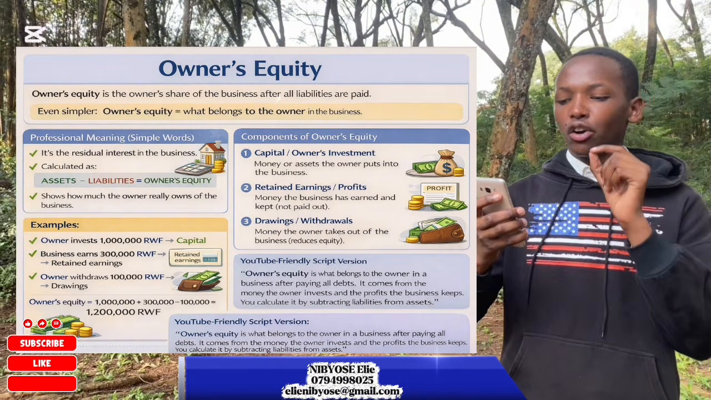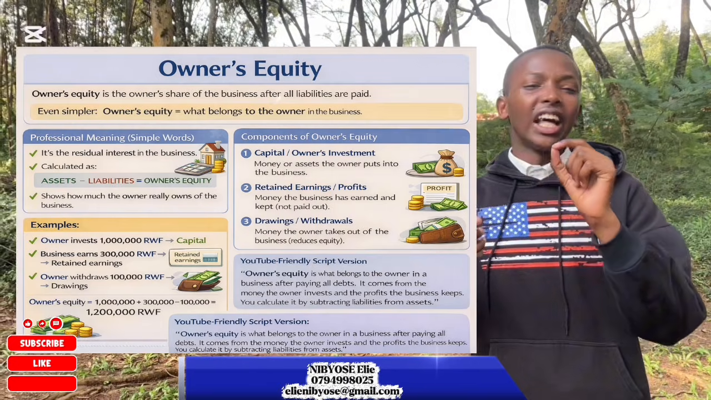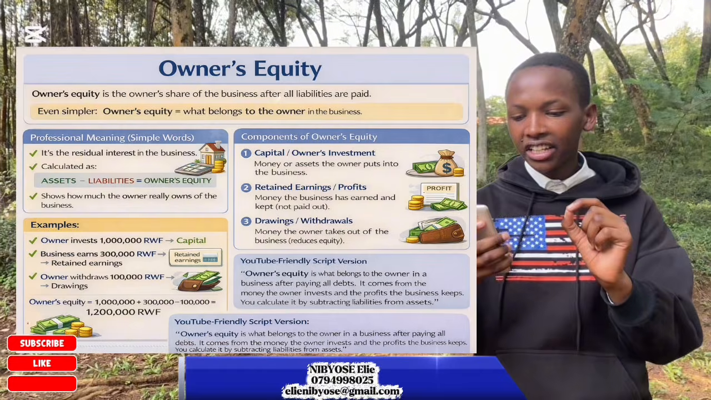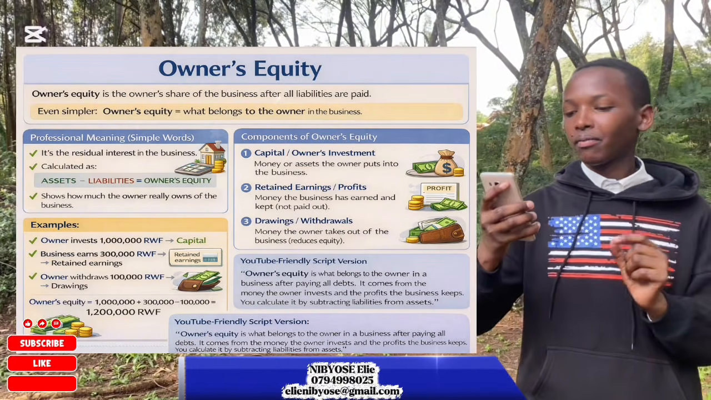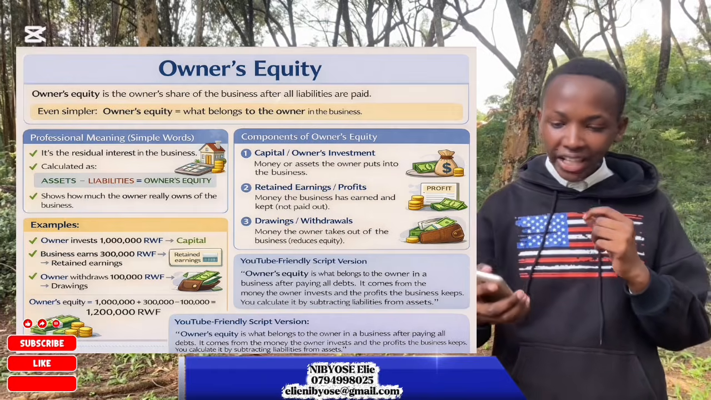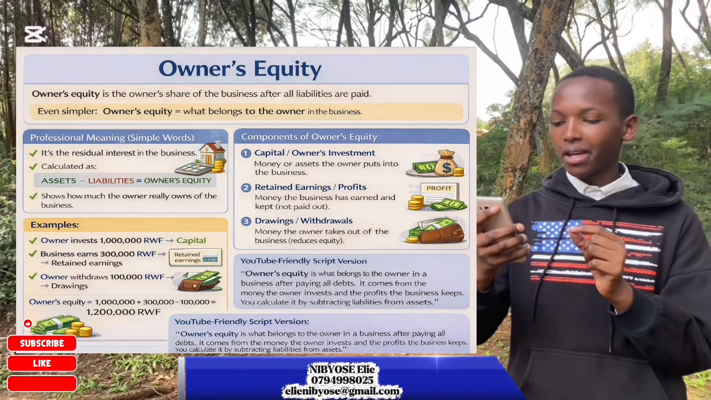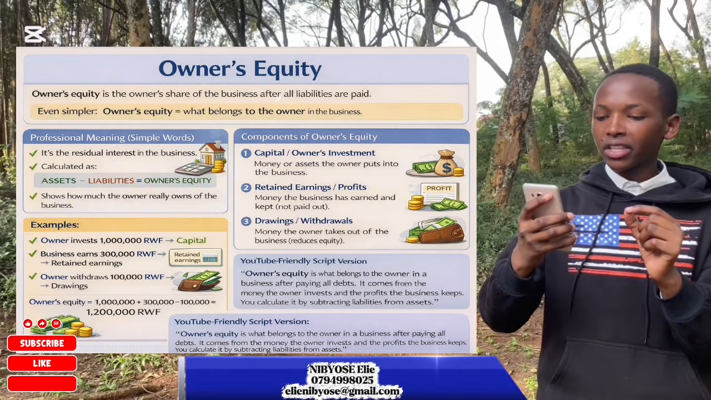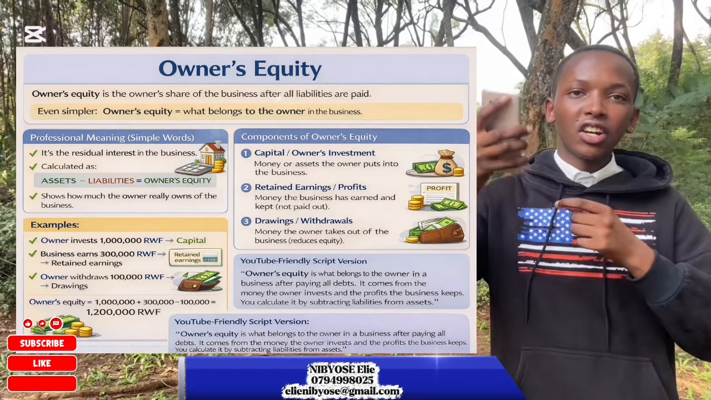Secondly, retained earnings or profit. That are money the business has earned and kept, not paid out. And thirdly is drawing or withdraws. Money the owner takes out of the business that reduce equity or reduce capital.